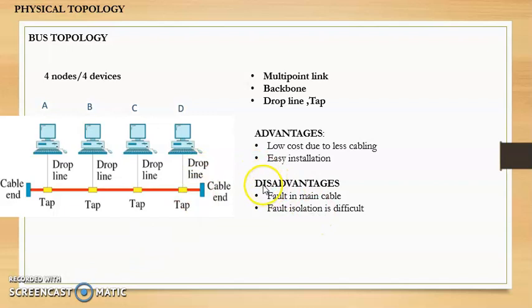Next, let us see the disadvantages. First disadvantage is fault in the main cable. That is, if there is any fault in the main cable, or if there is any fault in the backbone, then the entire transmission will stop. Next disadvantage is fault isolation is difficult. The reason is because in bus topology, we use a multi-point connection. So since many devices are connected to the link, it is difficult to isolate the fault.